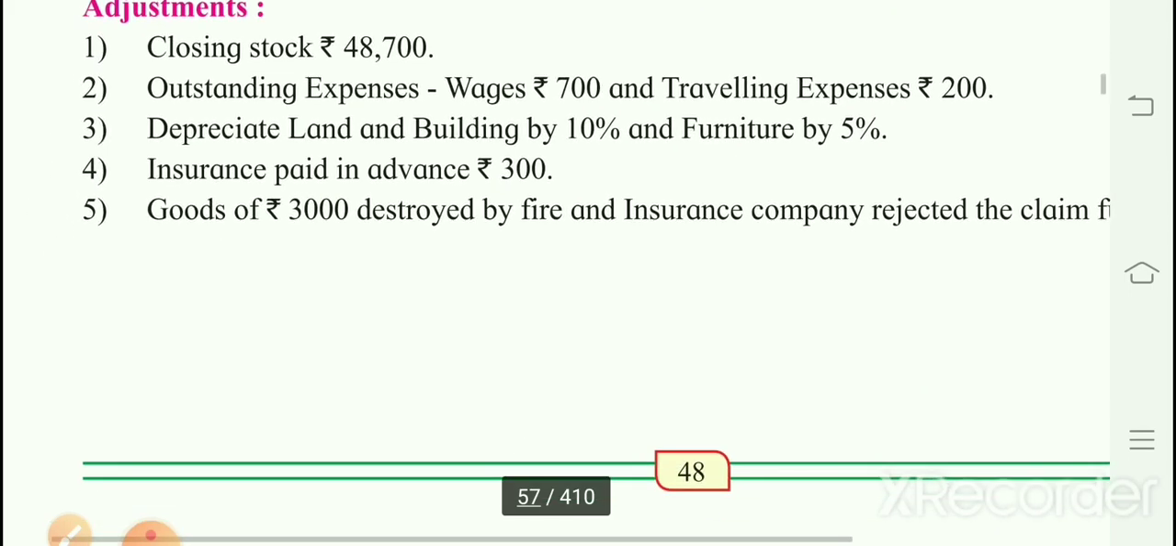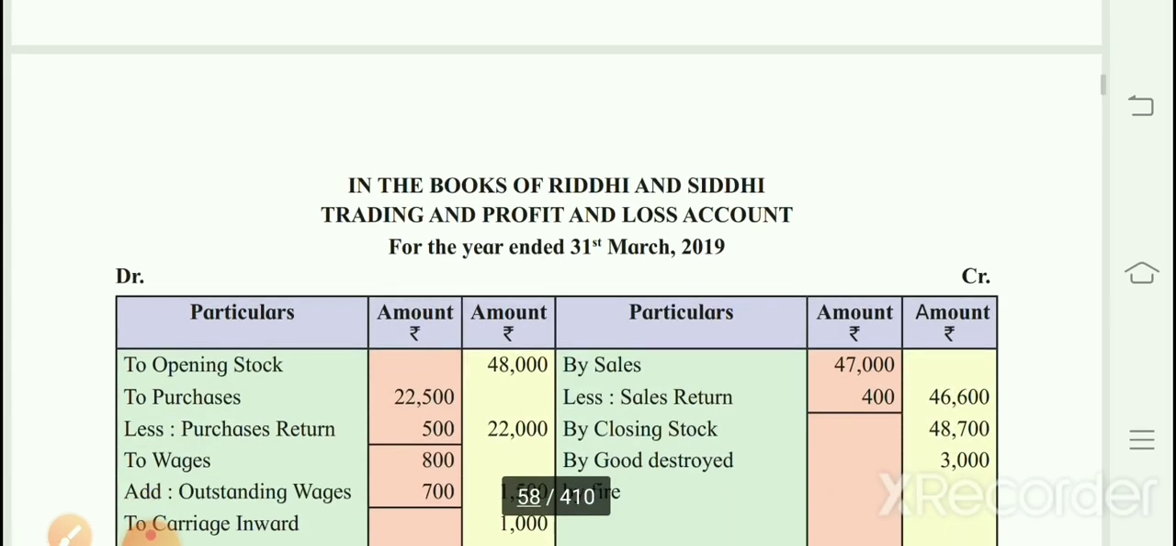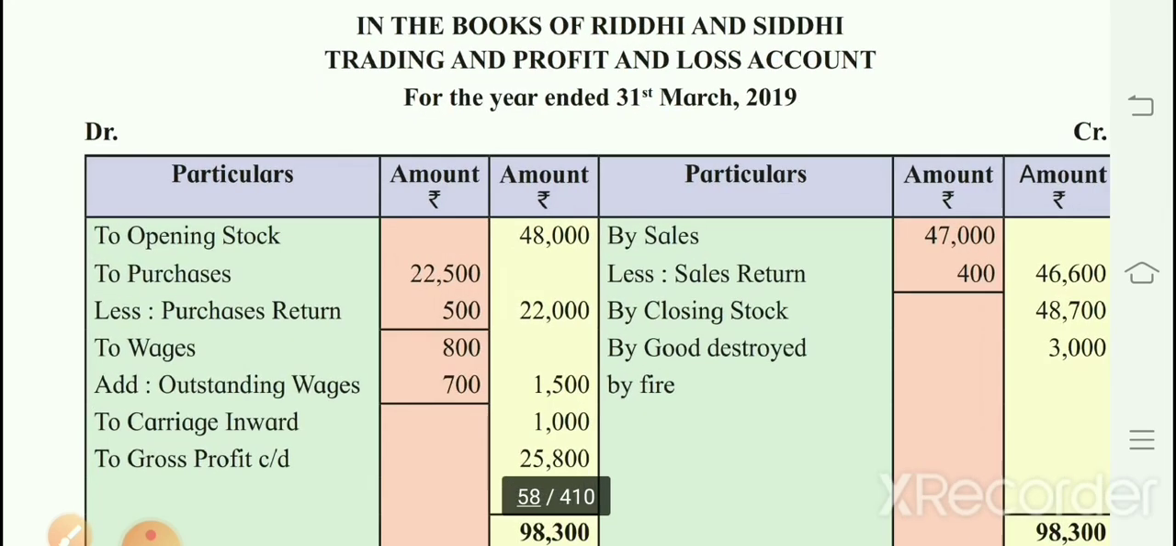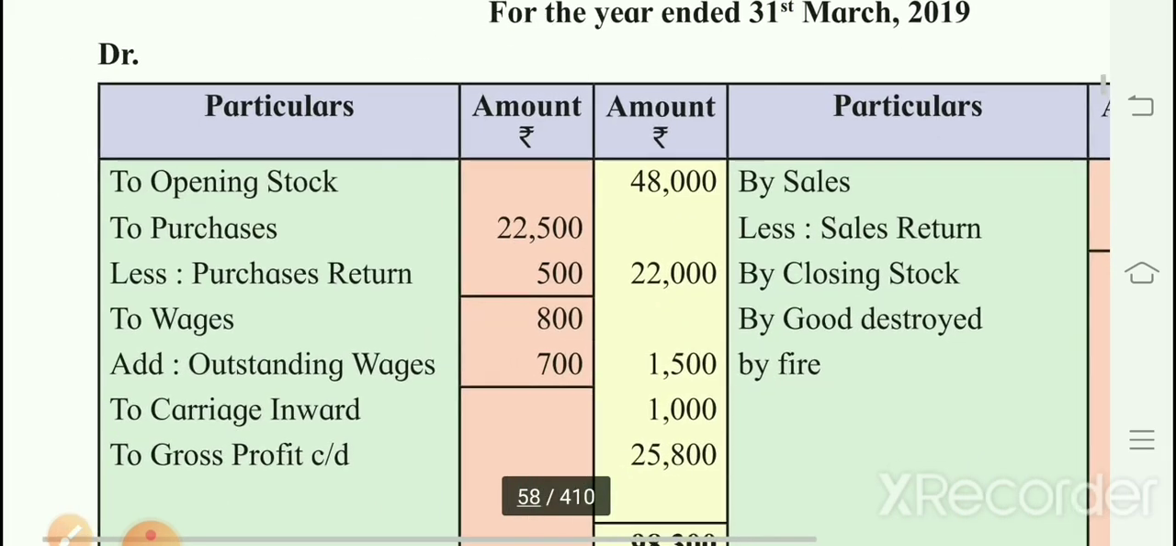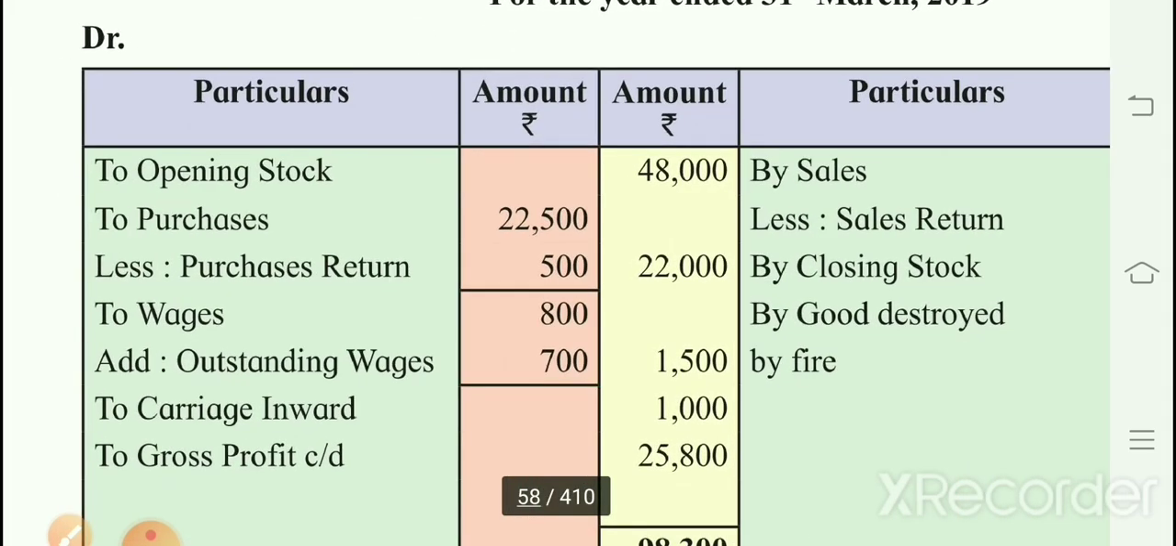Okay, now we have the solution. Have a look on this. This is our trading account. See, the debit side. First item, to opening stock by rupees 48,000.